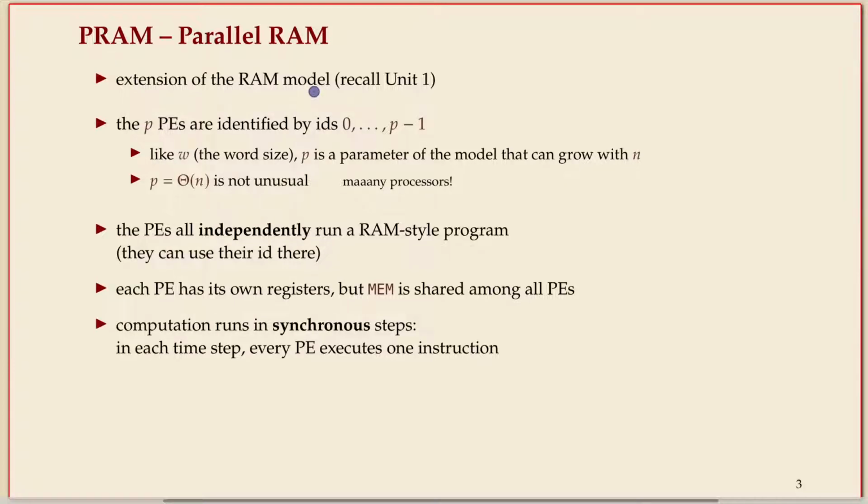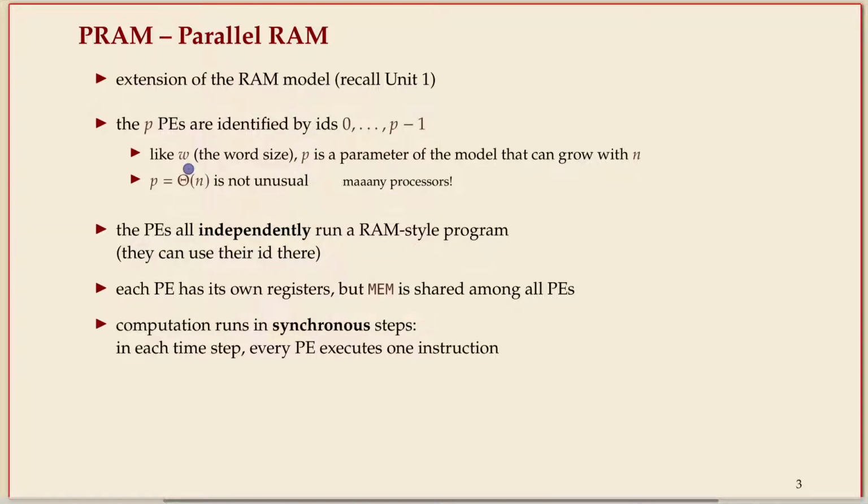You may remember the RAM model. I hope you do. The PRAM differs from that by having several processing elements. No surprise. Now, the rest might be a little awkward at first, so bear with me and pay attention. Every one of these processing elements has an ID. And we always assume 0 up to p-1 are the IDs. And they can use this in their program. I'll come back to that.